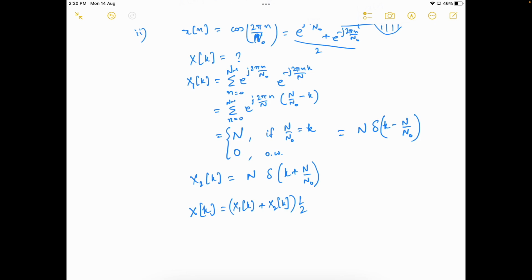Let's plot it. So how is that 0 in any other case? Because, okay, let's say my k is not equal to N upon n naught. It is some non-zero number r, not equal to 0 or capital N. Then the summation of e to the power j 2 pi n r upon capital N, sum over n equal to 0 to N minus 1, will be equal to 0, when r is an integer.